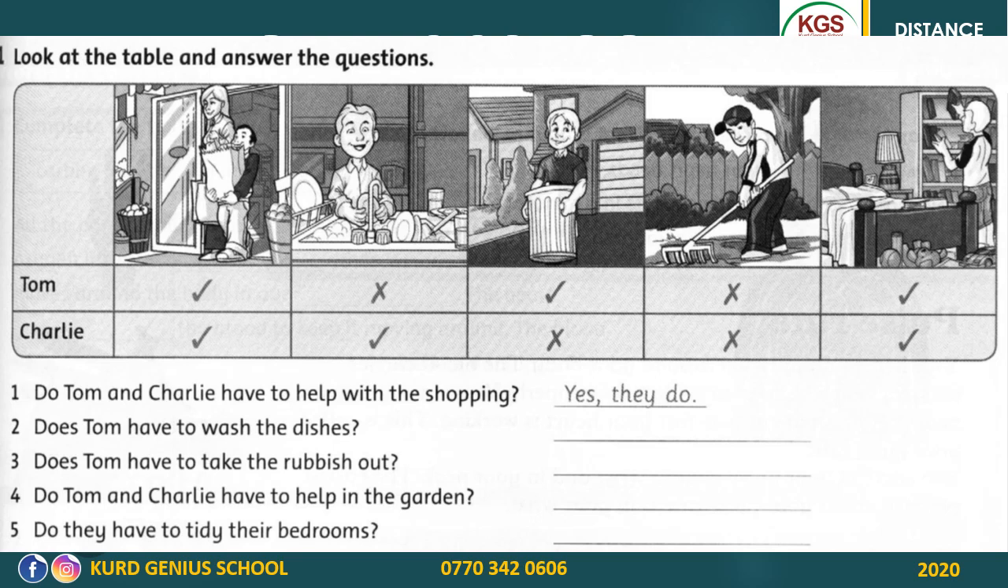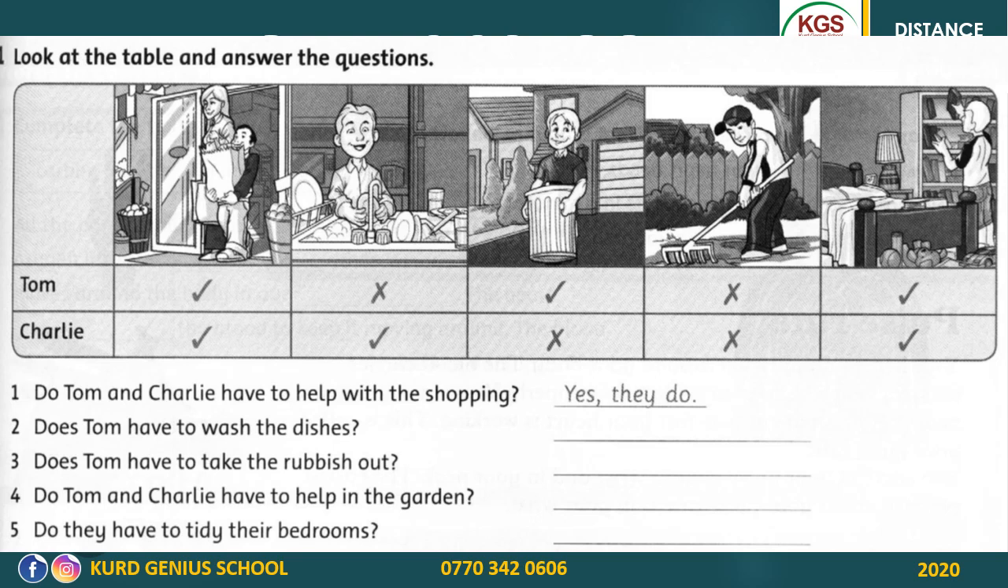Let's go on to the next one, number 2. It asks only about one person. It says, does Tom have to wash the dishes? So, who is washing the dishes in the picture? It's not Tom, it's Charlie, right? So because we have a cross on Tom and then a tick on Charlie. You write the answer and say, no, he does not. So no, he doesn't, or no, he does not.